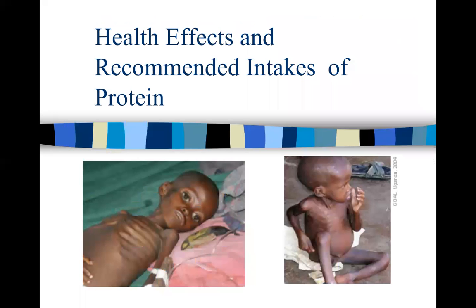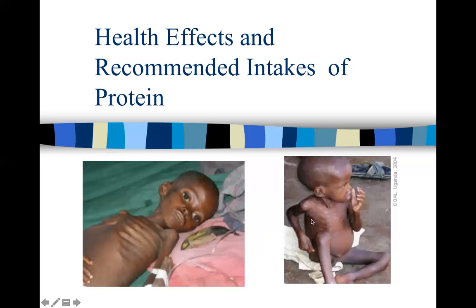Health effects and recommended intakes of protein. In these two pictures, you see two cases of what we consider protein energy malnutrition. On the left, there is a child who you can see his rib cage. He's very skinny. This child is suffering from protein energy malnutrition, where this child is not getting enough protein or calories. And this child has something called marasmus.